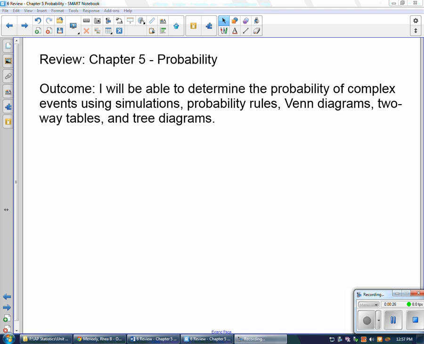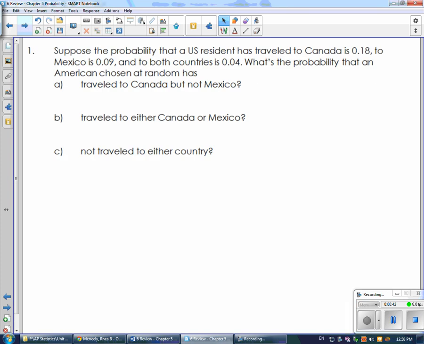Many of these problems can be solved in different ways, but for some of them there's only one strategy that'll be the best strategy to use. So I'm going to try to show you all of the different alternatives and at the same time reinforce the best strategy for solving each type of problem. All right, number one, and I think they go in the order that we learn them.